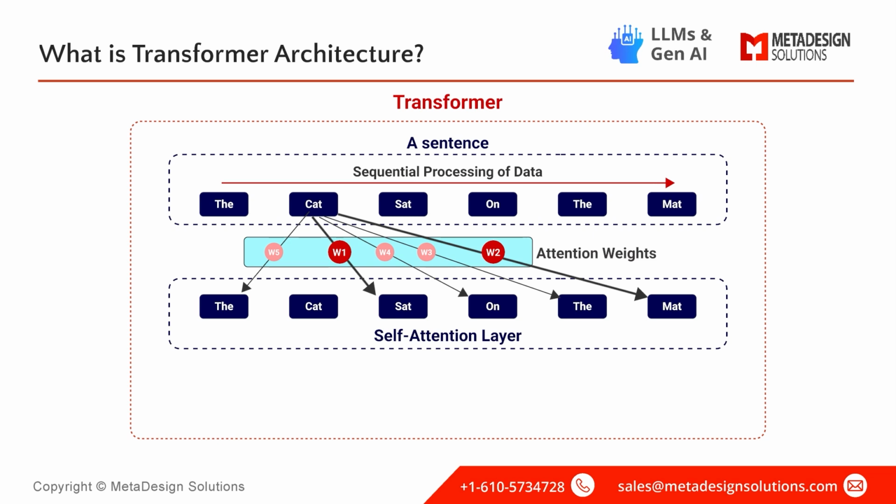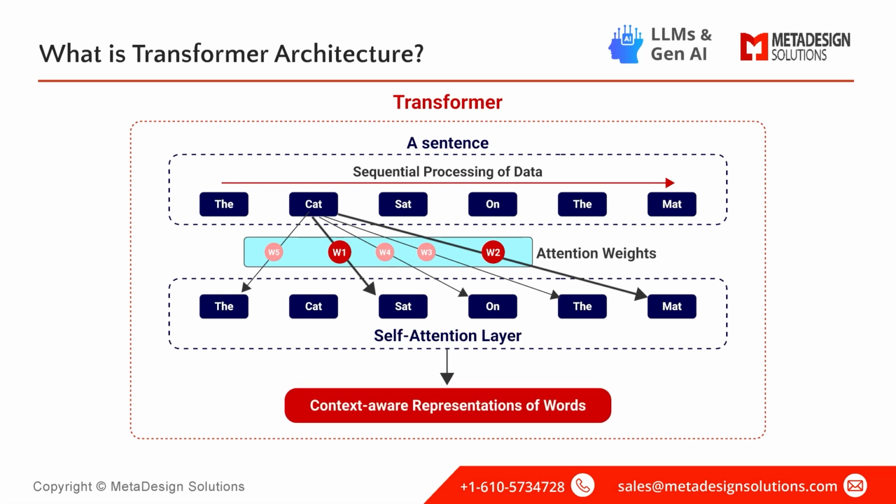Self-attention works by assigning weights to different words in the sequence, indicating their importance. These weights help the model understand which words are most relevant to each other. The attention mechanism enables the model to generate context-aware representations of words, meaning it doesn't just memorize individual words, but understands their meanings based on the surrounding context. This ability to model relationships between words is what allows LLMs to generate coherent, contextually relevant text.